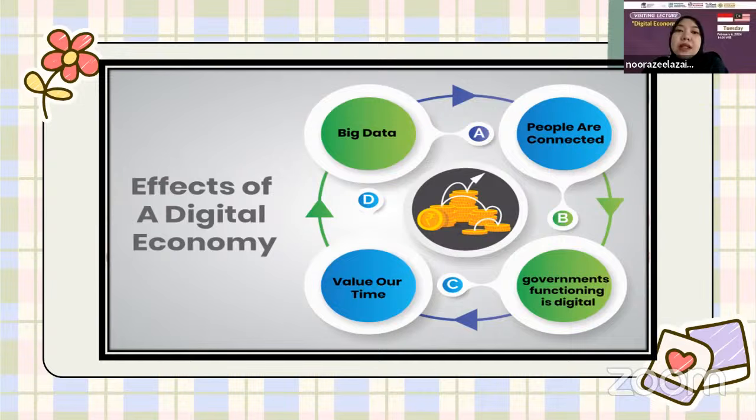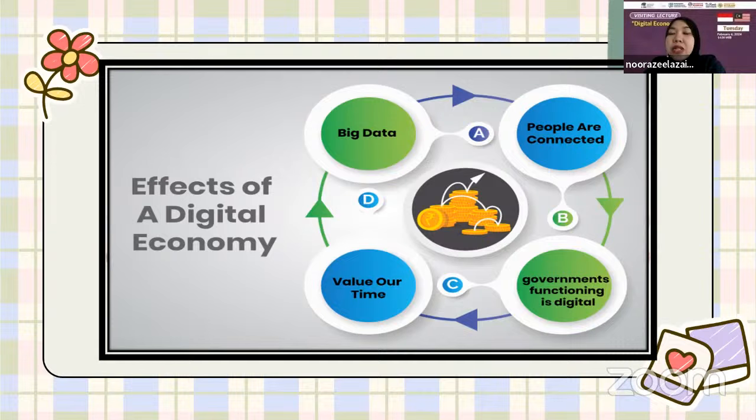So interconnectedness facilitates access to global markets for businesses of all sizes. Small businesses can reach international customers through e-commerce platforms, while freelancers can offer their services to clients worldwide. Okay, so being interconnected fosters knowledge sharing and collaboration among individuals, businesses, and institutions. So online communities, forums, and social networks enable the exchange of ideas, expertise, and best practices. Okay. The third one, we have the time value.